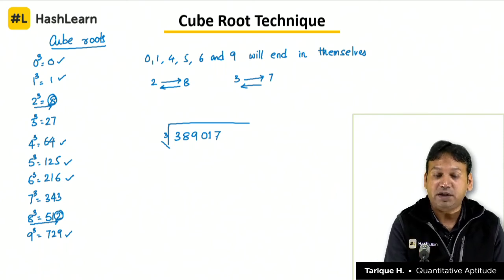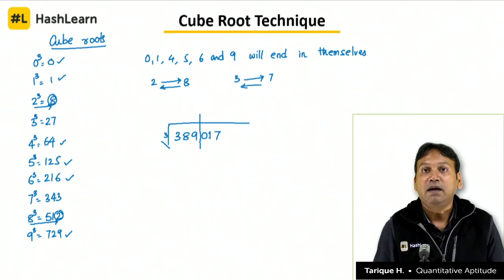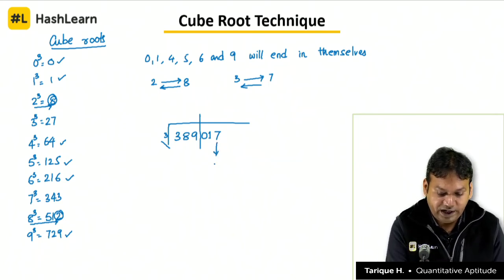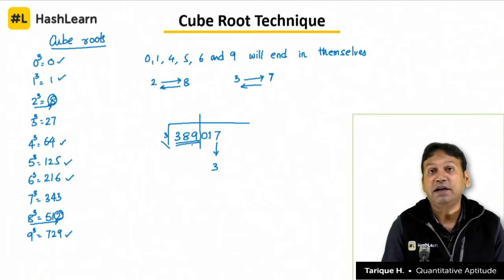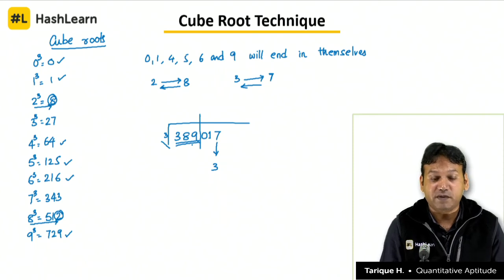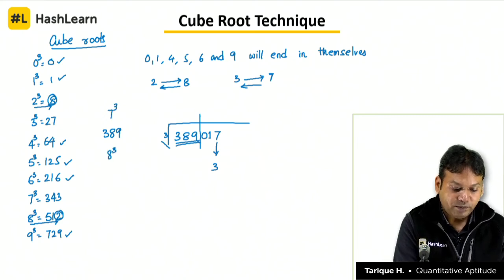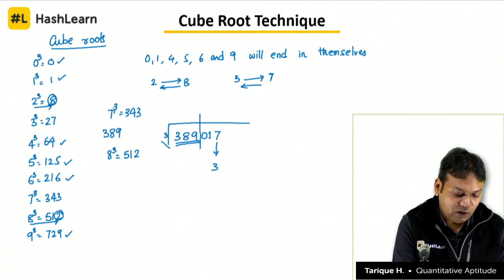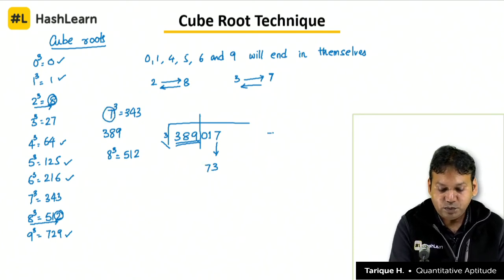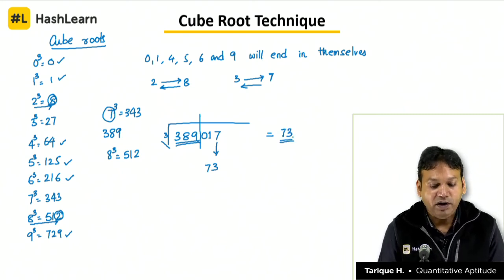389017 cube root है, third root है, so 3 numbers will be cut out. What is the last number here? 7. So 7 will end in 3. This rule is there. 7 ends in 3. Now what is left here? 389. Is 389 a perfect cube? If you know cubes of numbers, you will see that no, 389 is between 7 cube and 8 cube. It is between 343 and 512. So we will take the smaller number here, 7. So what is the cube root of 389017? 73. Clear? That is how we find out cube roots of numbers.